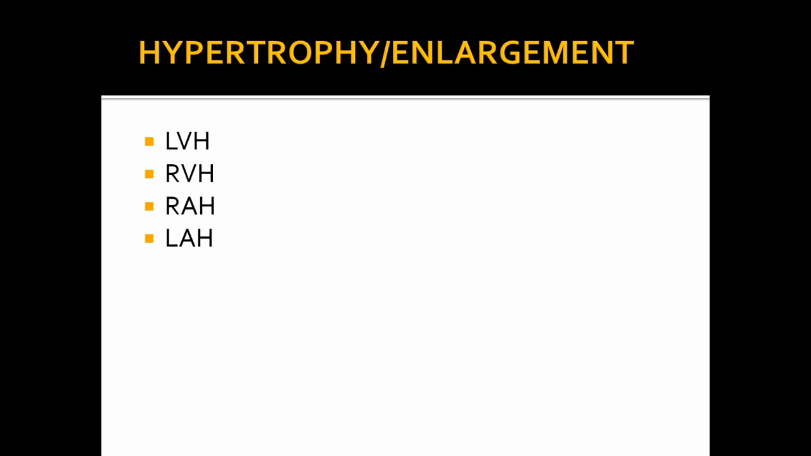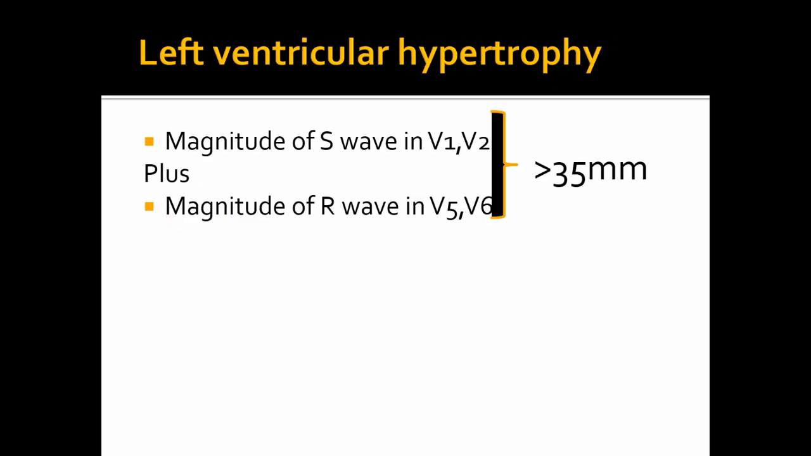Now coming to the hypertrophy or enlargement of the different chambers of the heart: right ventricular hypertrophy, left ventricular hypertrophy, right atrial hypertrophy, and left atrial hypertrophy. Ventricular hypertrophy. So this is a very simple criteria of left ventricular hypertrophy.